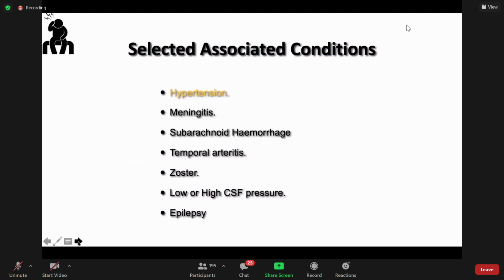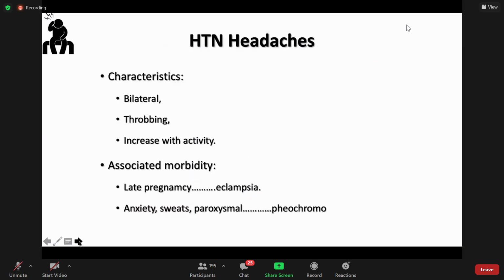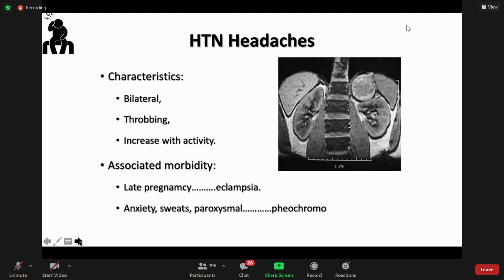So that brings us to the secondary headache, and these are the common associated conditions. Hypertension, the characteristic is bilateral, throbbing, and increased with activity. It is usually associated with late pregnancy, like in eclampsia, and it's associated with anxiety and sweating in pheochromocytoma. This is the hypertension headache. These are the pheochromocytoma. This is the kidney. It is usually, as I mentioned, bilateral and throbbing.